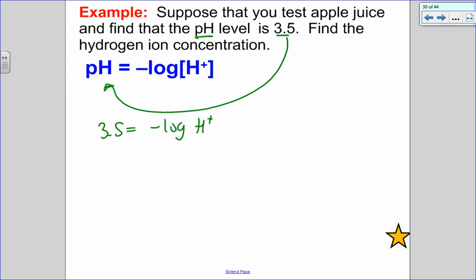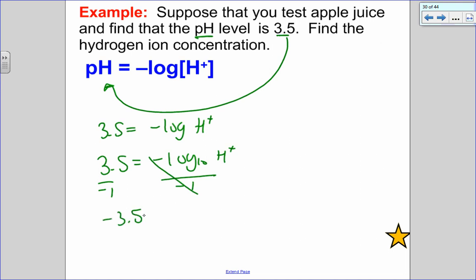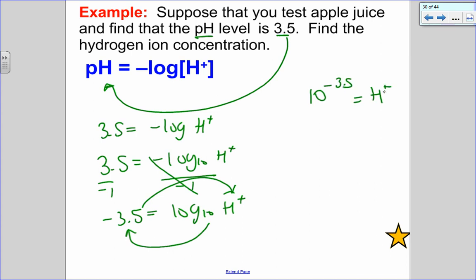Now remember there's that invisible base of 10. So I can rewrite this as log base 10 of hydrogen. So it looks like I'm going to have to use circle of logs to go into exponential form. But before I can do that, I need to isolate my log. So I'm going to divide both sides by -1. So then I'll have -3.5 equals log base 10 of hydrogen. And now I can do my circle of logs. So using my circle of logs, I get that hydrogen is 10 to the -3.5.